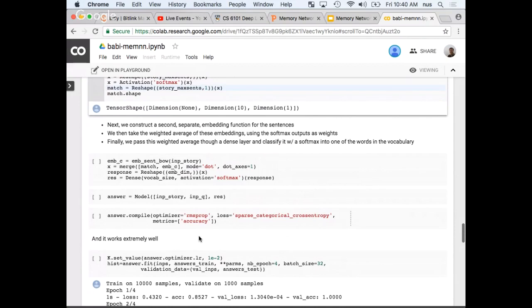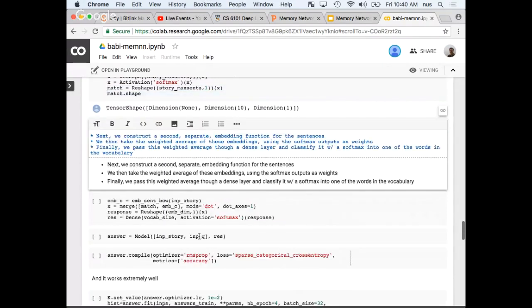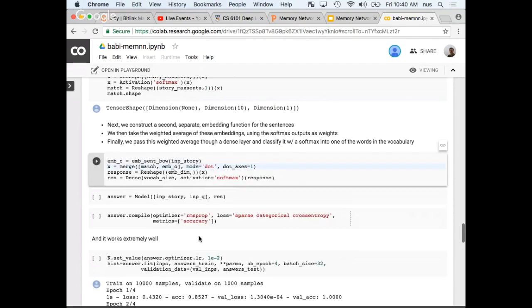It should be able to. If I read the third bullet in there, it says, finally we pass the weighted average through a dense layer and classify with respect to a softmax into one of the words in the vocabulary. So what does that tell you? Can it produce a phrase output given the architecture? No. It's basically trying to classify against all of the words in the story which word is the most likely answer. So it's basically doing a classification against all the words in the story.